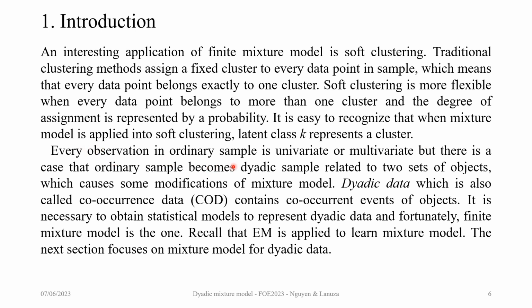Every observation in an ordinary sample is univariate or multivariate, but there is a case where the ordinary sample becomes a dyadic sample related to sets of objects, which causes some modification of the mixture model. Dyadic data, which is also called co-occurrence data, contains co-occurrence events of objects. It is necessary to obtain statistical models to represent dyadic data, and fortunately, the finite mixture model is one. Recall that EM is applied to learn the mixture model, so we now focus on the mixture model for dyadic data.